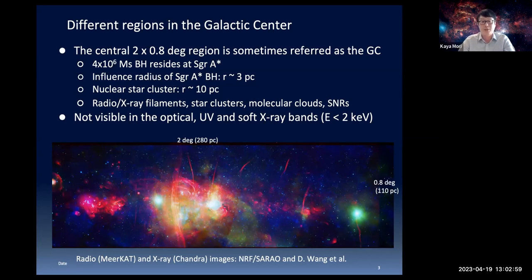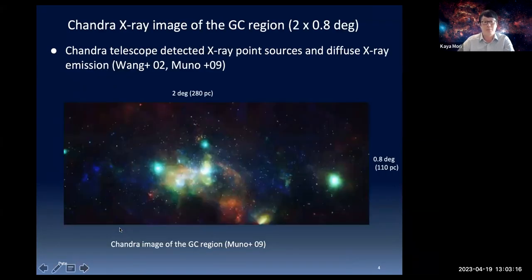I do want to point out that the galactic center is not visible in the optical, UV, and soft X-ray band below 2 keV because of the large amount of dust and atoms absorbing and scattering all this light. So you need to go beyond 2 keV to study these compact objects especially. Let me show you the X-ray image of the same 2 by 0.8 degree region. This is a beautiful Chandra image made by Wang et al. back in 2002, and Muno et al. studied this region in 2009.